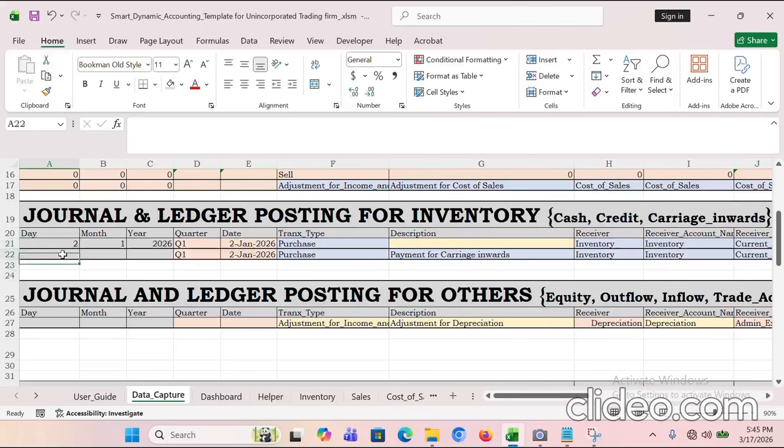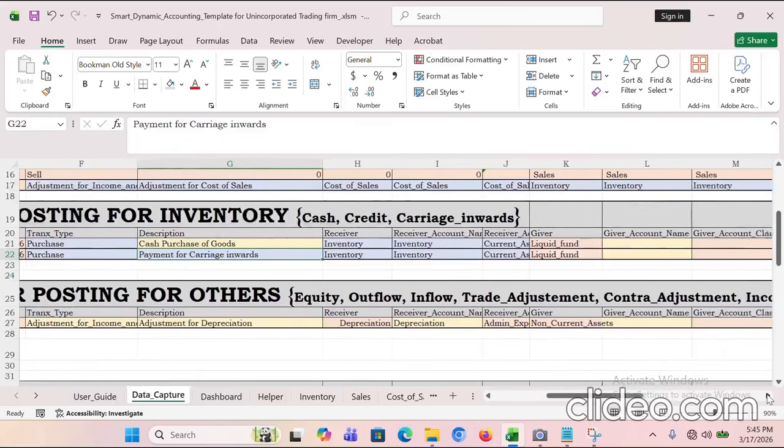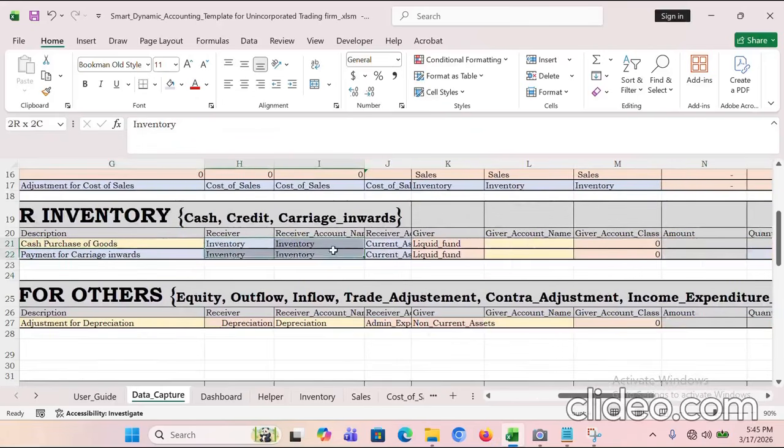So same 2nd of January 2026 for carriage inwards. Under the description, what did we purchase? Did we use cash or credit? We have two options here, credit or cash. So let's select cash. And for carriage, the data is already prefixed. So all these are already prefixed.